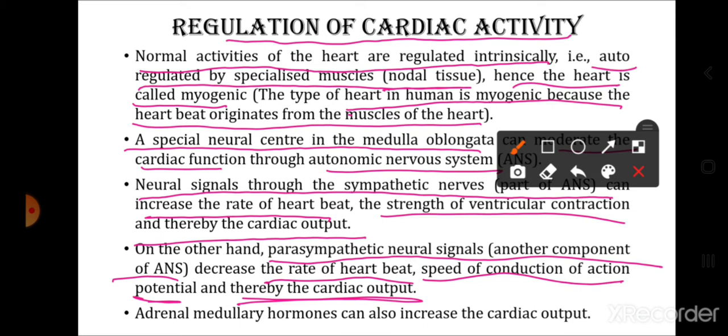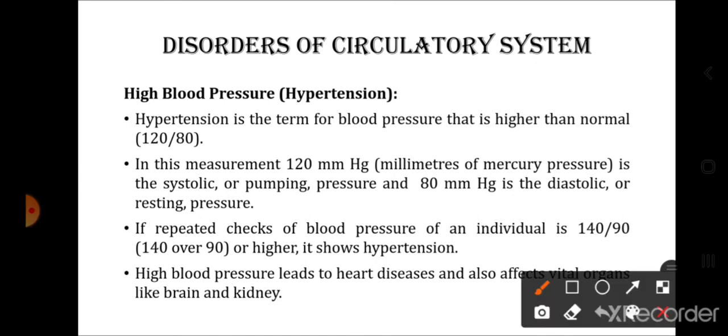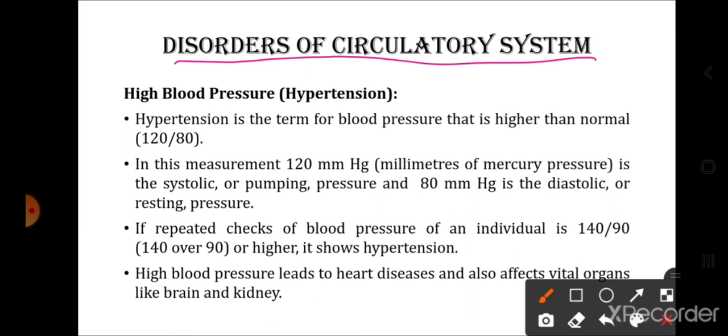So basically the functions of the sympathetic and parasympathetic parts of the autonomic nervous system are complementary to each other. Adrenal medullary hormones can also increase the cardiac output. So this is how the cardiac activity is controlled. Basically nodal tissue ही control करता है, but at the time of, say for example, ज़्यादा exercise हो या कुछ ऐसी condition हो, then there are neural centers in the medulla oblongata which function through the autonomic nervous system, as well as the adrenal medullary hormones can also regulate the activity of the heart. Now we will study some of the disorders related to the circulatory system.